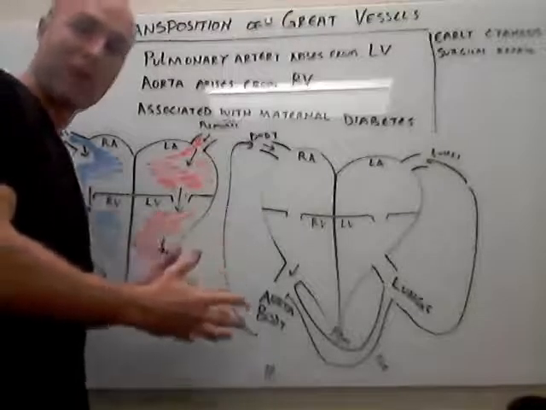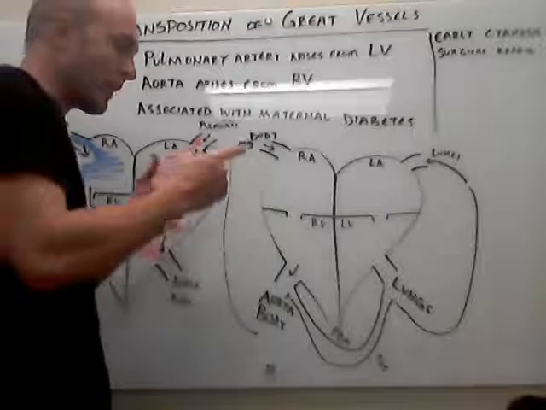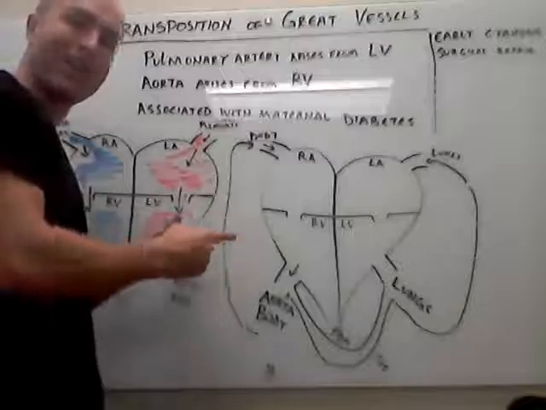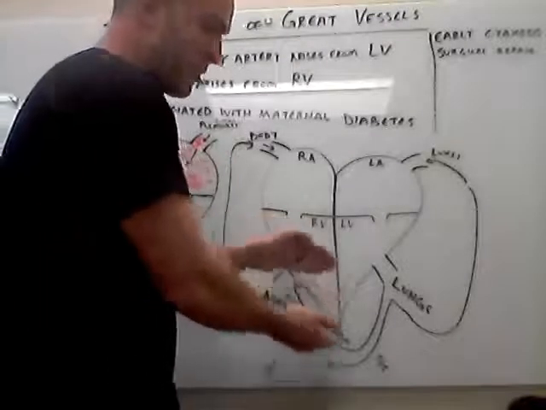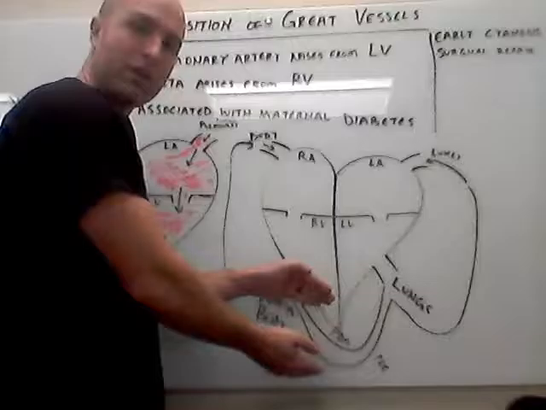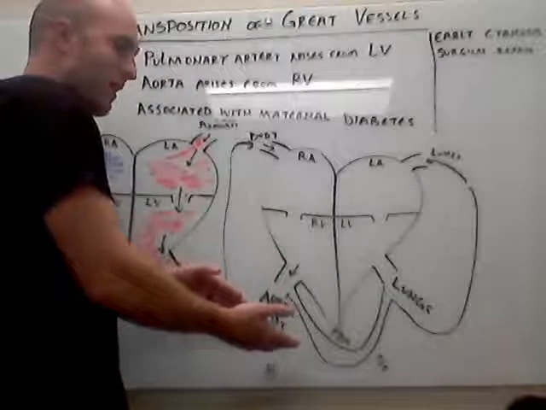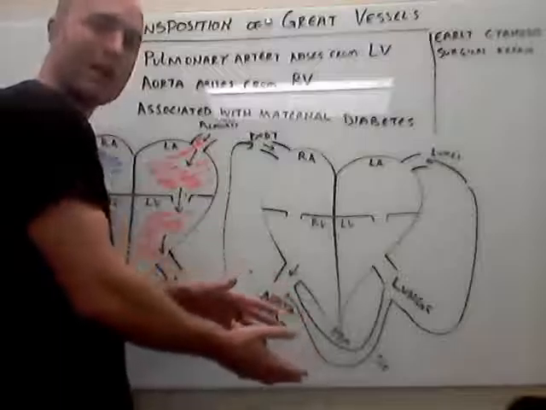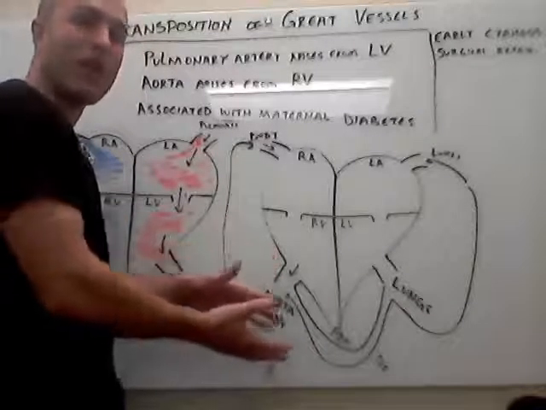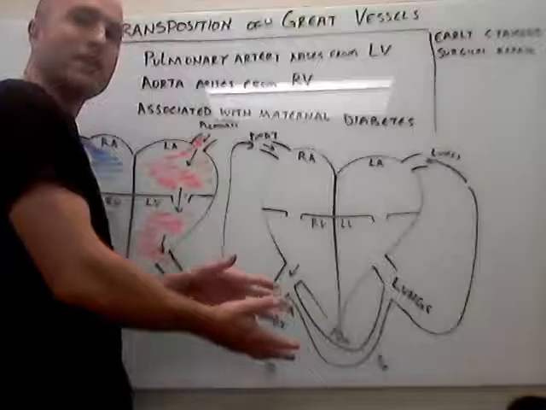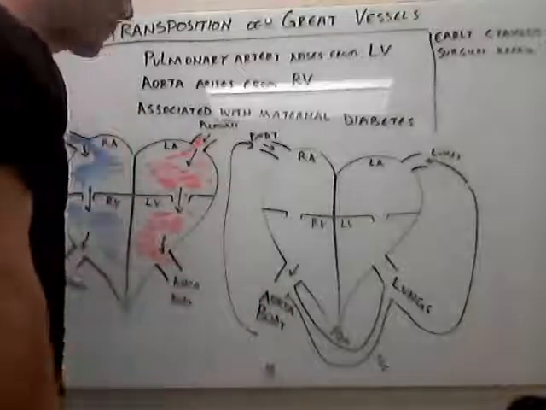The only way to keep this baby alive is to give the baby prostaglandin E to keep this open after birth. So this won't close, so this will stay open. That way, the baby has a connection between the two tracks. It's not a very good connection, but it's a connection. It can keep the baby alive until surgery can be performed.